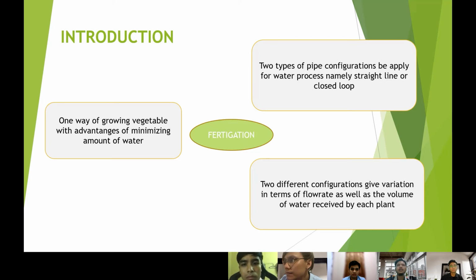Fertigation is one way of growing vegetables with the advantage of minimizing the amount of water. That means this will optimize water consumption for farmers. The second one is there are two types of pipe configuration applied for the water process, namely straight line or closed loop. And for the third one, we are going to use two different configurations to give variation in terms of flow rate as well as the volume of water received by each plant.